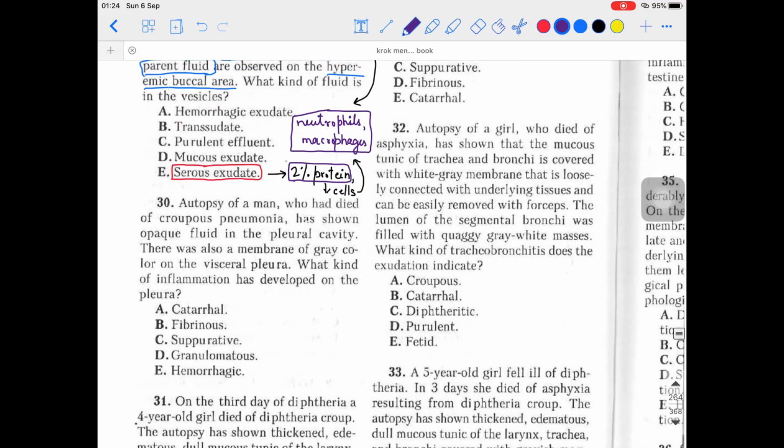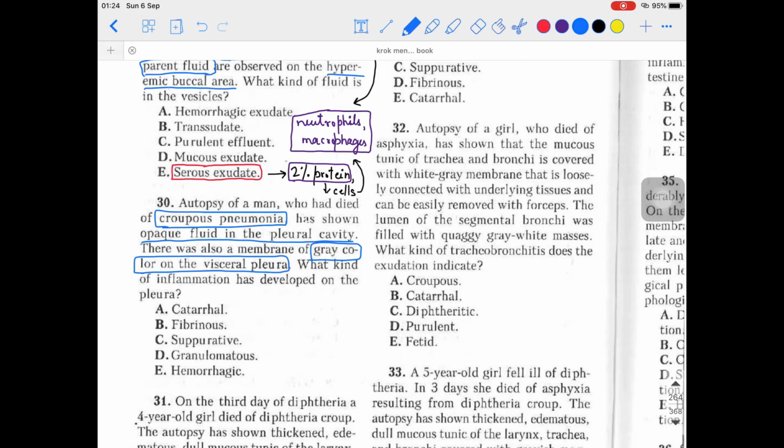30. Autopsy of a man who died of Croup pneumonia has shown opaque fluid in the pleural cavity. There was also a membrane of gray color on the visceral pleura. Now you must be knowing what they are talking about: Croup pneumonia, opaque fluid in the pleural cavity, and most importantly the gray color on the visceral pleura.